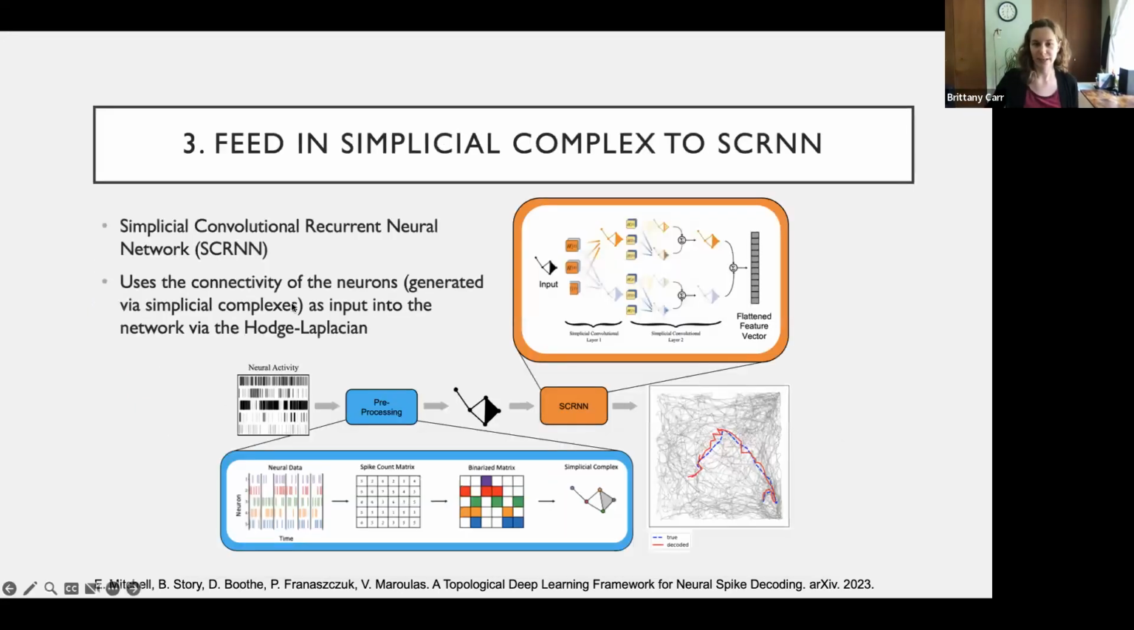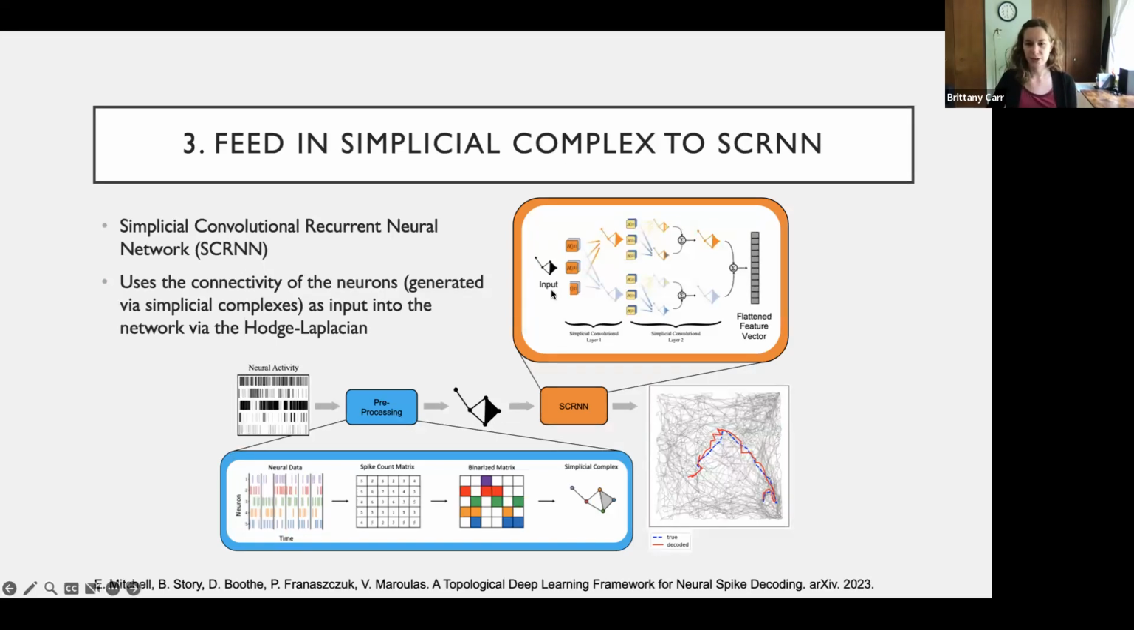Okay. And so, like I said, this is what we're going to feed into our simplicial convolutional recurrent neural network. So here is our overlying framework, and we'll talk a little bit more about this upper right-hand portion, but I think it's nice to see it all in one fell swoop. So we take in our neural activity, we pre-process it into a simplicial complex like we did in the last slide. Then we'll take that simplicial complex and feed it into our simplicial convolutional neural network, and you can see the structure up here. We'll talk about this on the next slide.